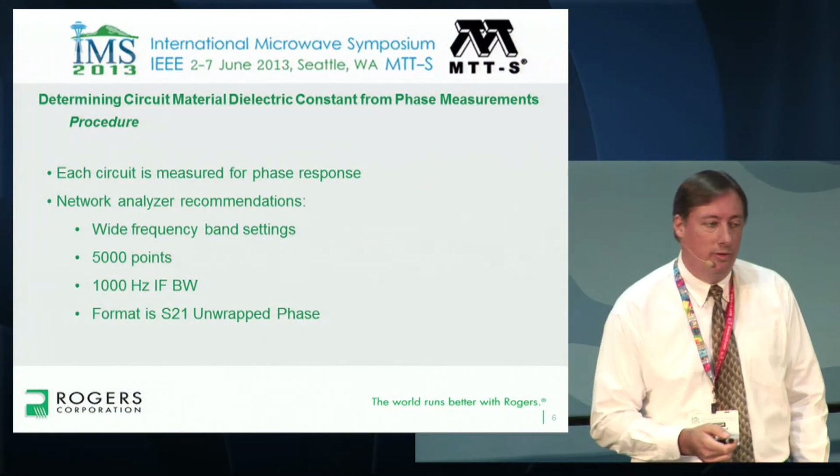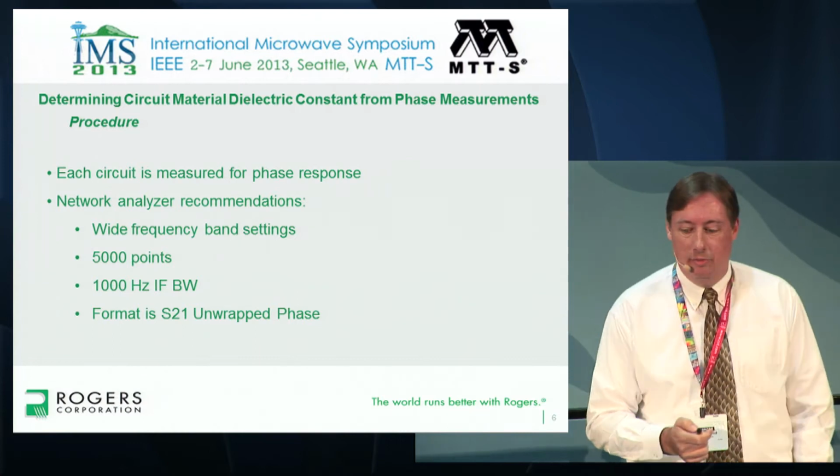So the procedure for doing the testing is, again, to make these circuits where the biggest difference is the physical length, everything else being the same, the signal launch pretty much the same as you can make it, and then using a network analyzer to measure the unwrapped phase on S21.